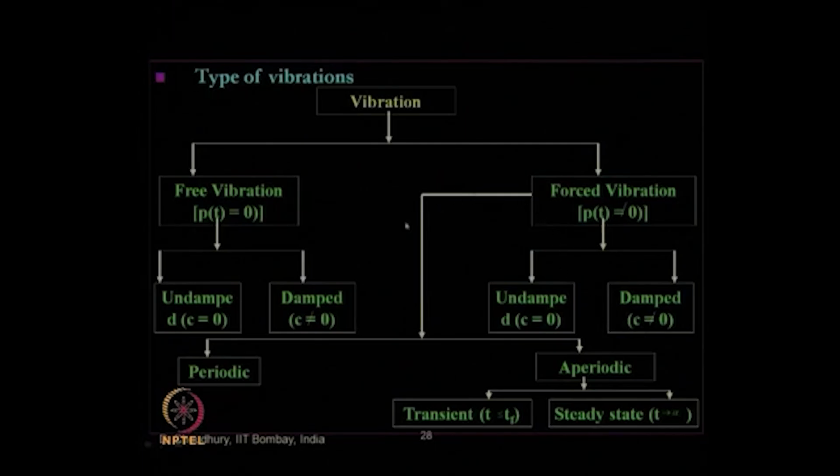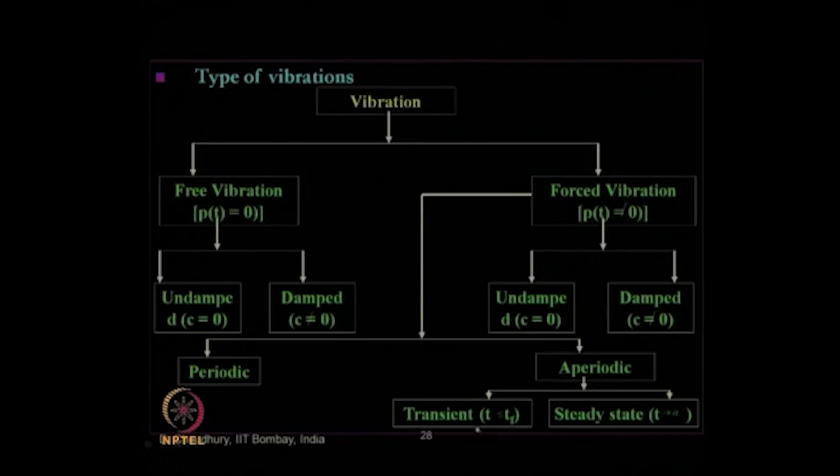Another way of sub classifying the forced vibration is called periodic and aperiodic. What is periodic forced vibration? If the behavior of the vibration or the load which is acting on the system is repeating after certain intervals, that is the same behavior is repeating after a certain interval, then we call it periodic. And what is aperiodic? When it is not repeating after a certain interval, then we call it aperiodic, or another word we use for this is random.